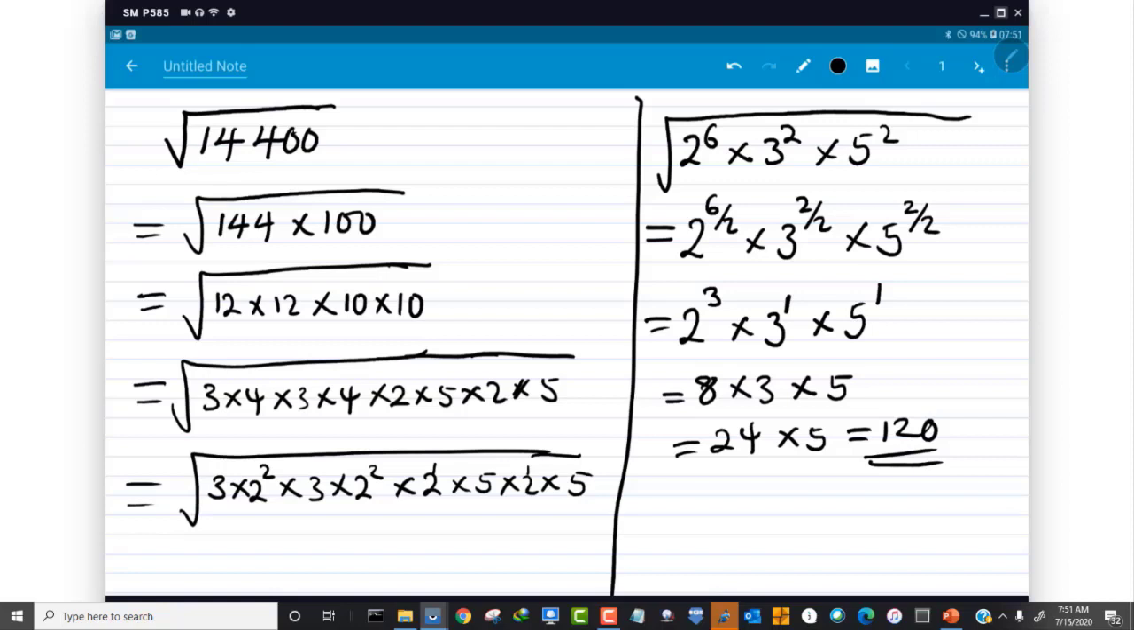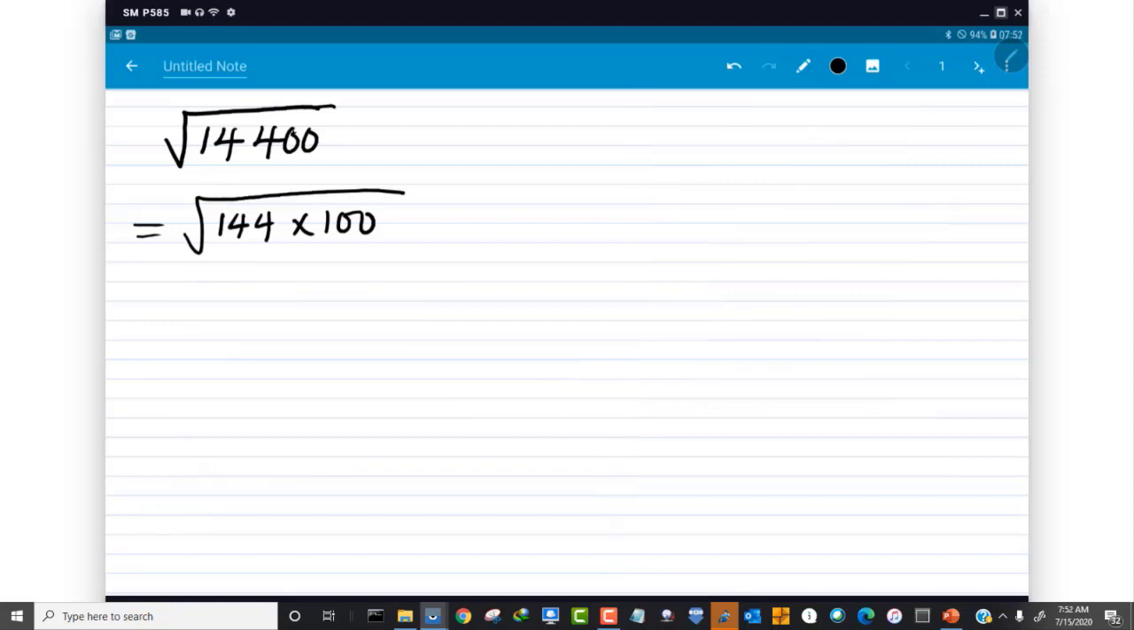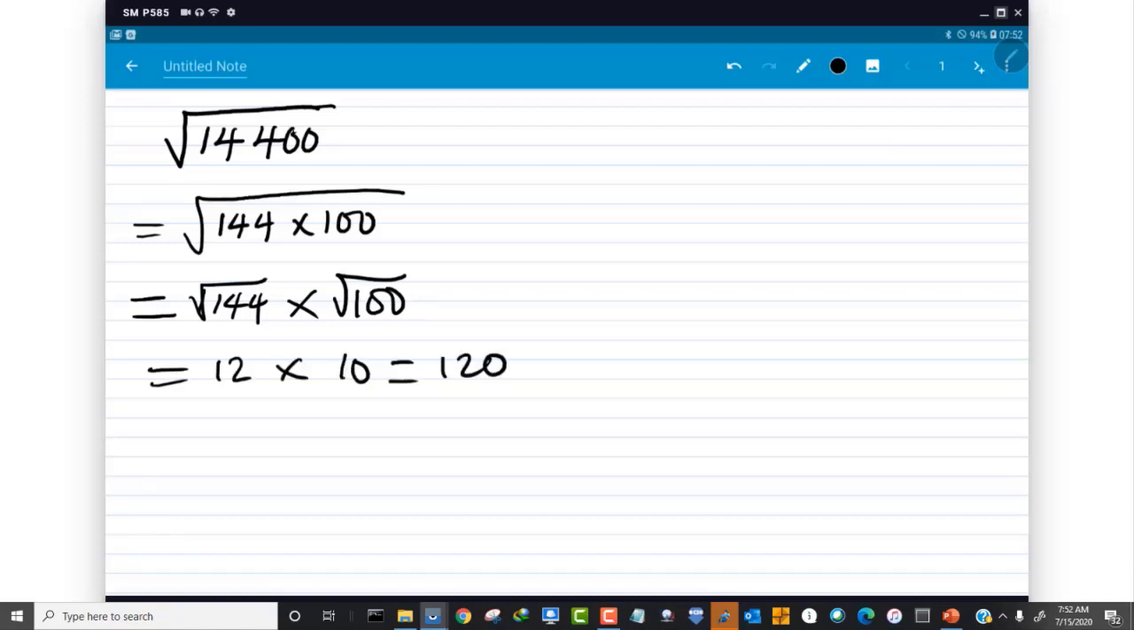So it's just something as simple as that. I can easily do square roots without a calculator using prime factorization. Okay, and note from here, if you don't want to do prime factorization, you can also still just do something like this. So separate these two, square root of 144 times square root of 100. All right, so square root of 144 is 12, square root of 100 is 10. 12 times 10, 120. So you still have your answer.